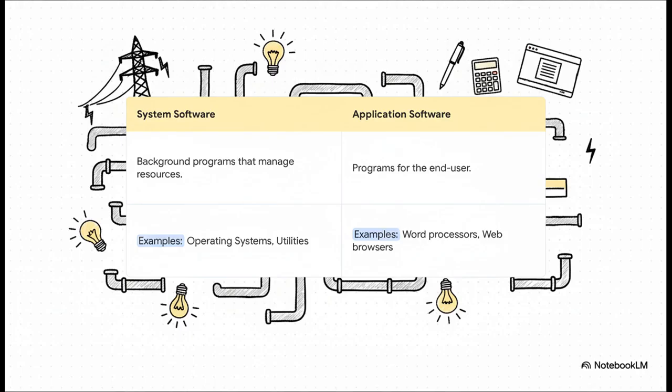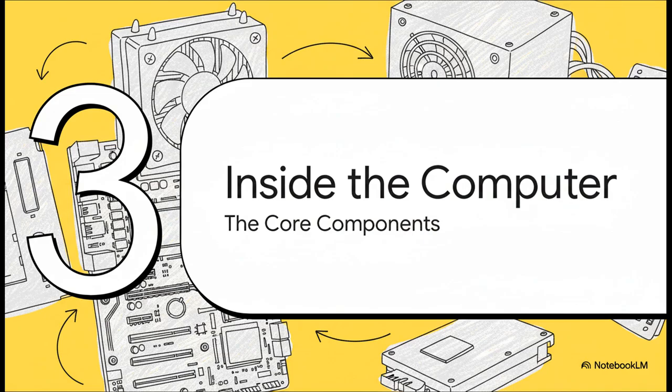And then you have application software. These are the tools you actually use day to day to get stuff done. Your word processor, your web browser. They're like the pens, the paper, and the calculator sitting on your desk, all built on top of that basic system. All right, now we're going to metaphorically open up the case.